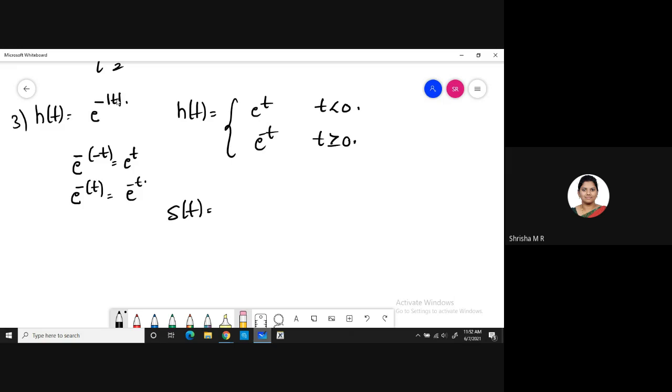e power minus mod t. That means for t less than 0, it is e power t. For t greater than or equal to 0, it is e power minus t. Got it? That we represent like e power minus mod t. For t less than 0, it is e power t. For t greater than or equal to 0, it will be e power minus t. Got it? We represent this like this. This is equal to this. Don't try to derive from this. This we represent like this. Got it?